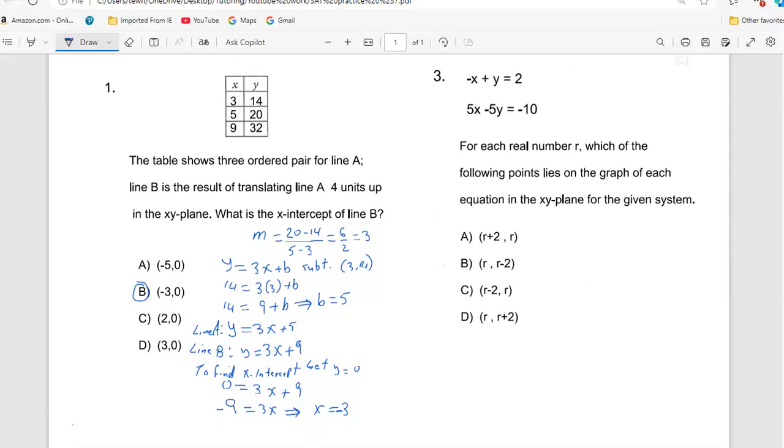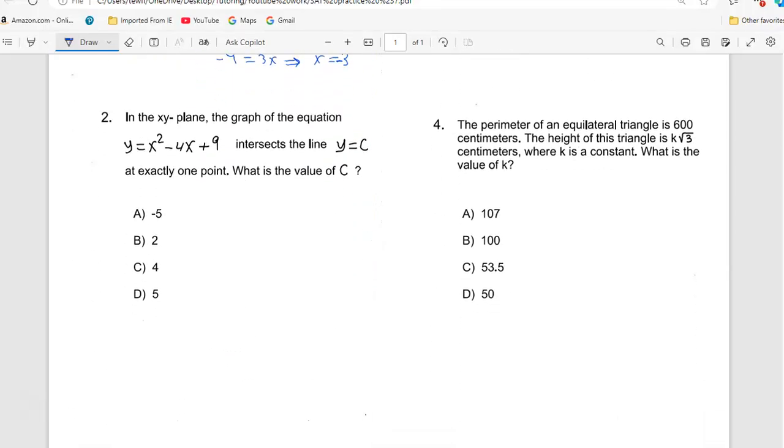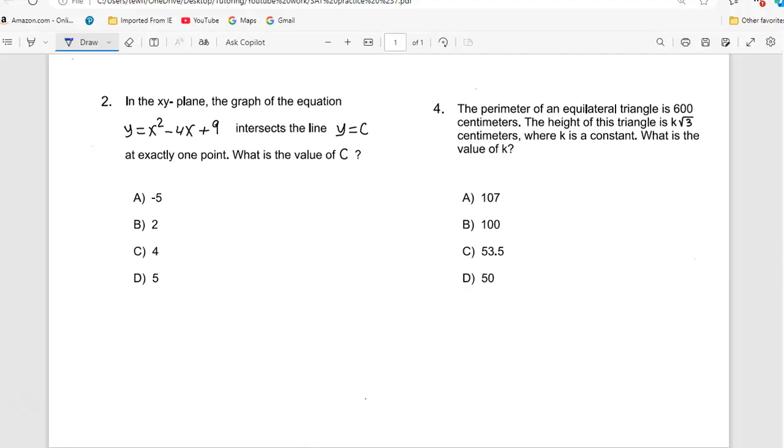Let's go to the next one, which is here. Try it first and watch the work. In the xy plane, the graph of the equation y equals x squared minus 4x plus 9 intersects the line y equals c, c constant, at exactly one point. Y equals a constant means it's a horizontal line, right? What is the value of c?